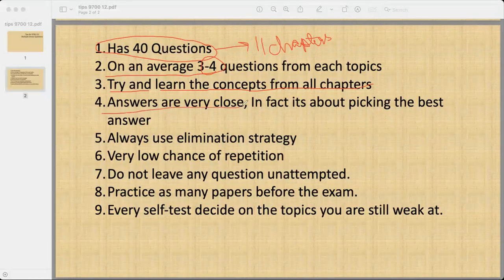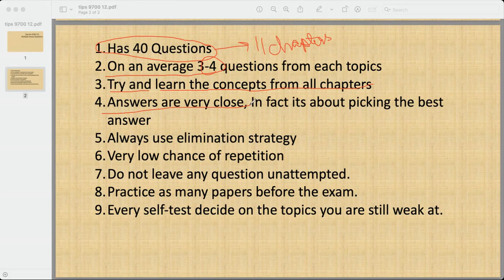Answers for each of the questions are very close. This is how this paper actually varies from the pure bio in IGCSEs. The answers here are very close. In fact, when you are talking about a particular topic, as I was talking about telomeres, they're going to have a statement about telomeres. All 4 statements are going to be correct about the telomeres. But look at what the question is actually asking you.